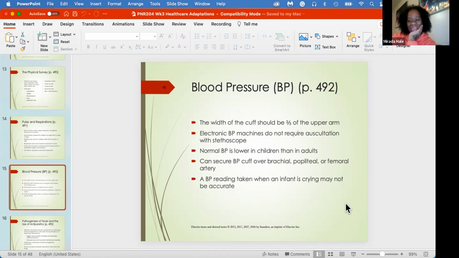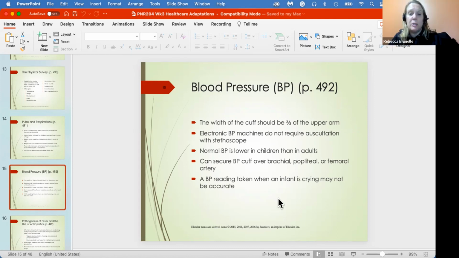So generally speaking, when you're taking the blood pressure, there are different size cuffs. The cuff should cover 2/3 of the upper arm, so you're looking at the width of the cuff, thinking of the arm from the shoulder to the elbow. You're almost always going to have a blood pressure machine in the hospital, but you should always know how to do it manually.